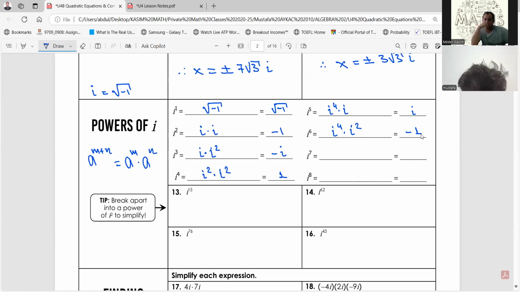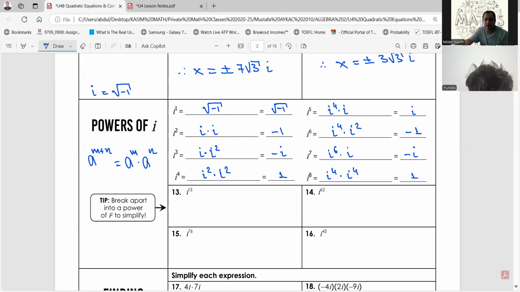i to the power of 6 times i. So that would be i to the power of 6, which is equal to negative 1, right? Negative i. How about 8? 8 would be i to the power of 4 times i to the power of 4, which would equal 1.